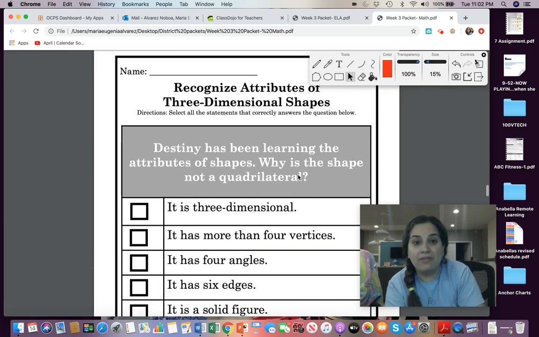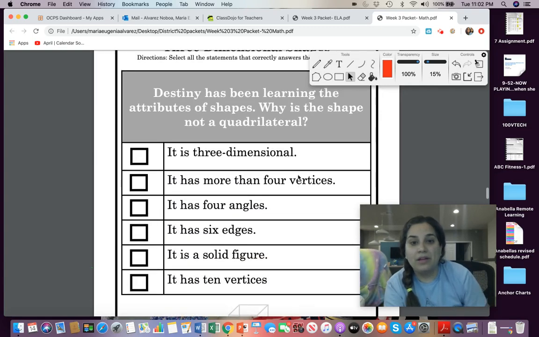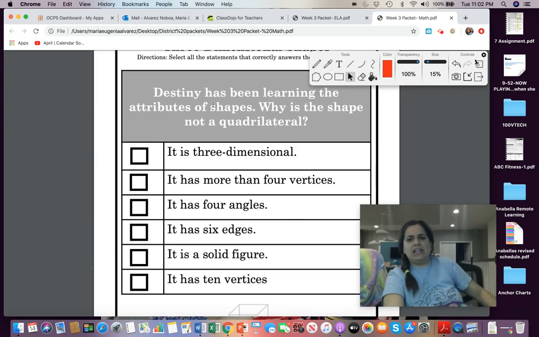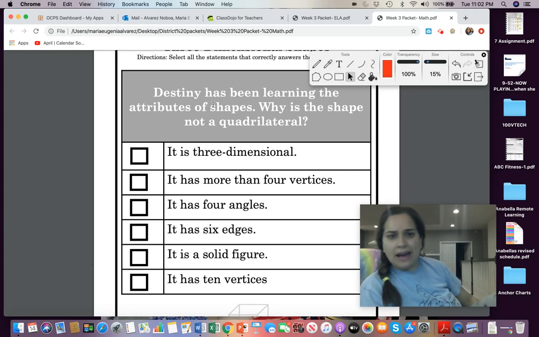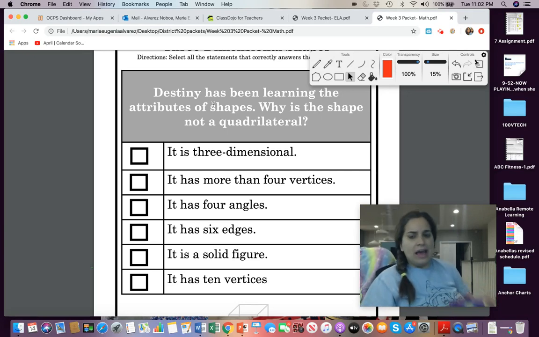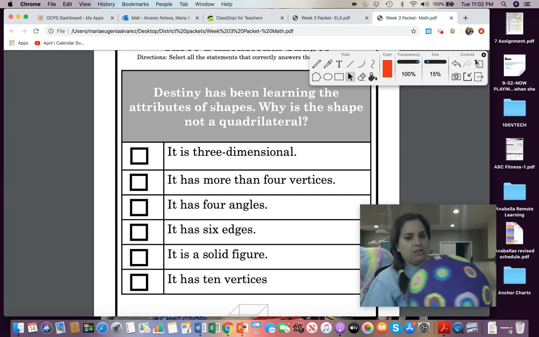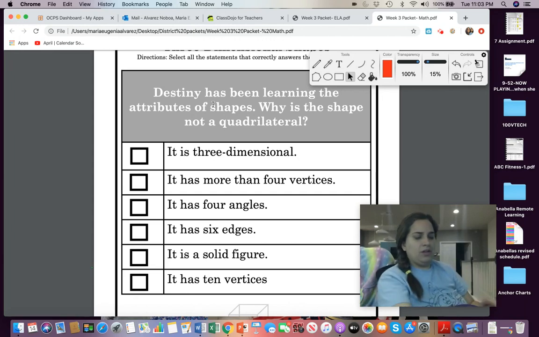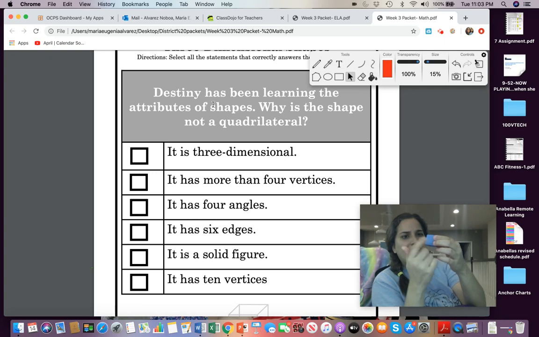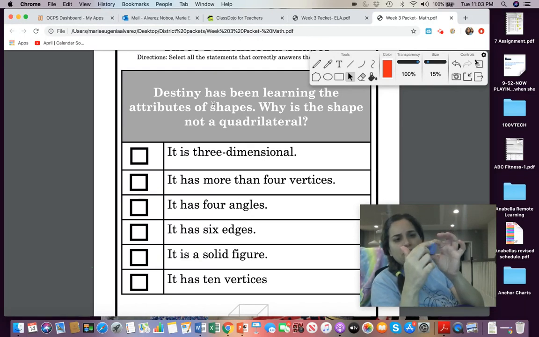Then we have this questionnaire here. Destiny has been learning the attributes of shapes. Attributes is like, how do you describe them? Well, spheres have no faces. It has a curved surface because this is all curved, right? Cubes have 6 faces. 1, 2, 3, 4, 5, 6. They have 4 edges on one side.